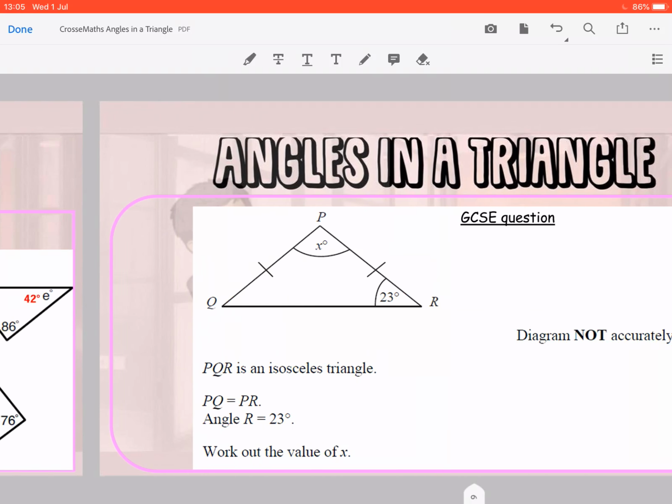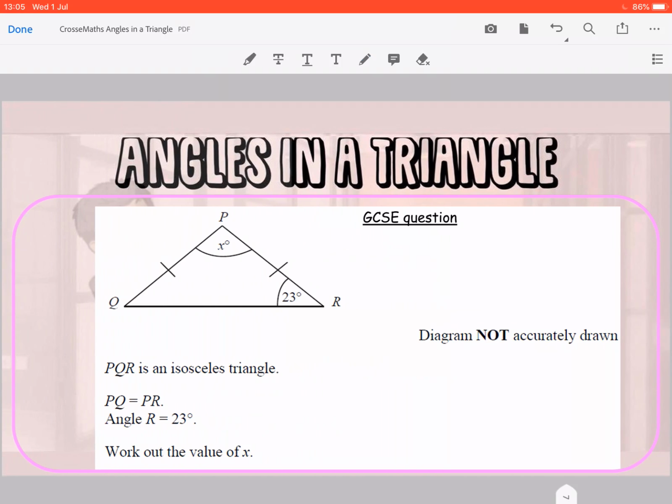Then what we should do is have a go at two foundation and intermediate GCSE questions. These are both on foundation and intermediate papers. I'd like you to pause the video now and have a go at the one in front of you.